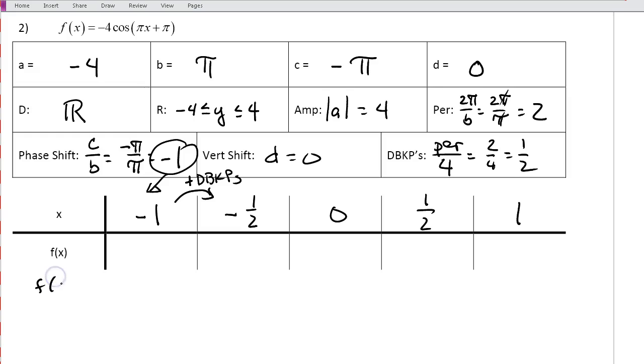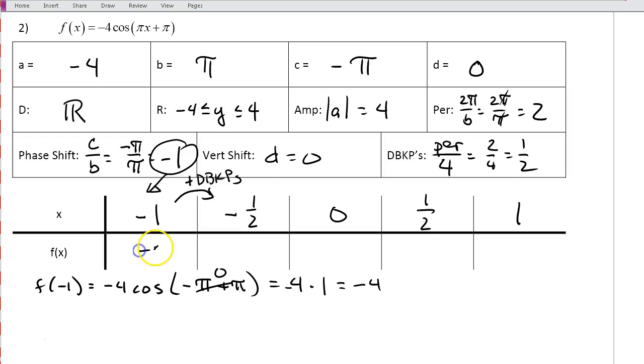I have f of negative 1 is equal to negative 4 cosine. So it's going to be negative 1 times pi, so that's negative pi plus pi, so that's going to be 0. So I have negative 4 times cosine at 0, that's the x coordinate at 0. Remember, draw your unit circle on the side if you need to. That's going to be 1, so that's negative 4 times 1, which is negative 4. And let's move on to the next one.